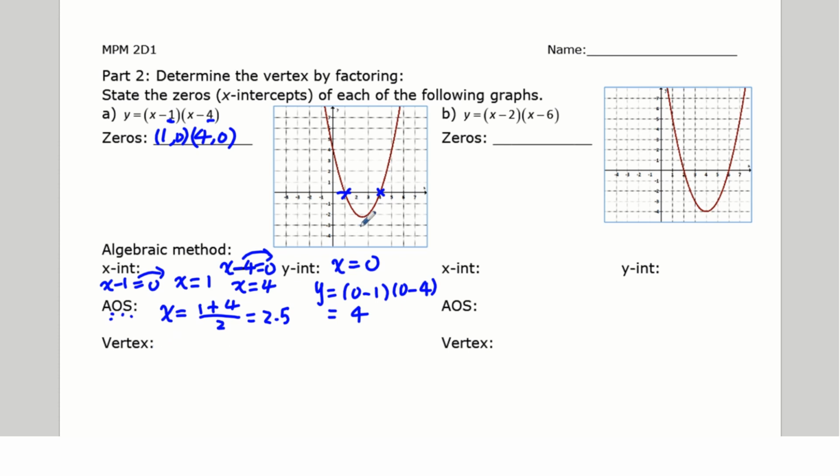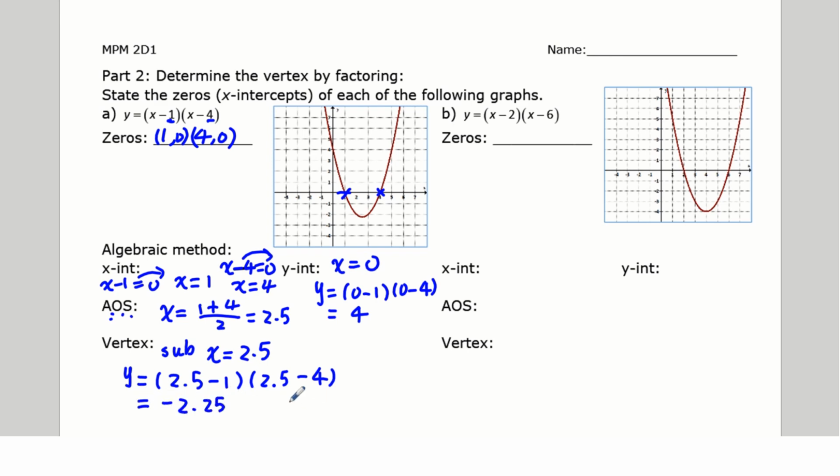Then we want to find the y value for the vertex. It's just sub the x value into the given equation. y equals 2.5 minus 1 times 2.5 minus 4. You do the calculation, you will find out it is negative 2.25.